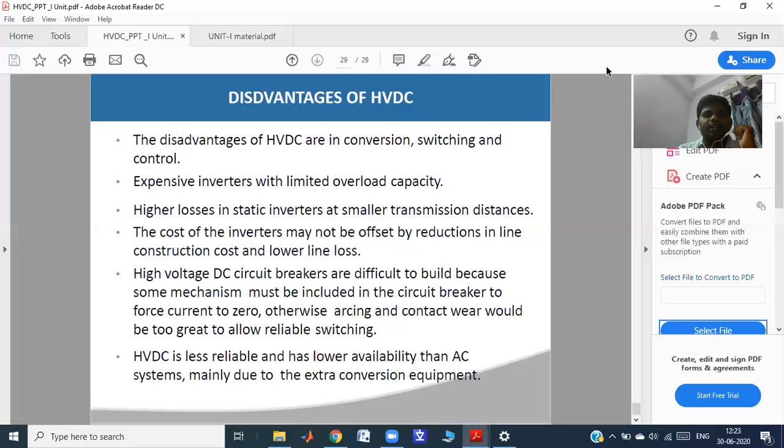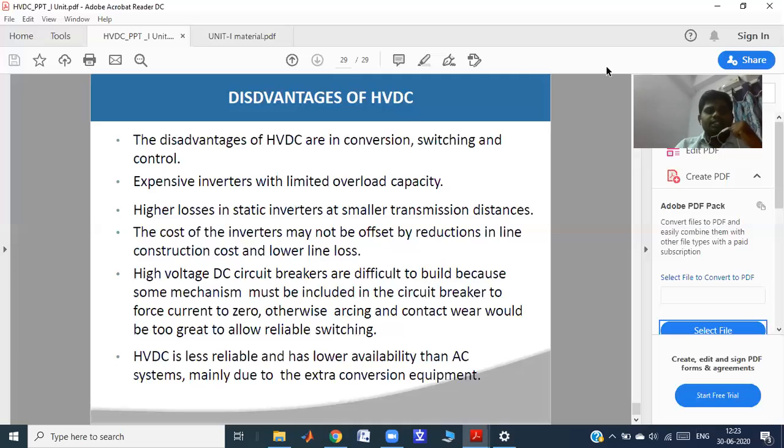High voltage DC circuit breakers are difficult to build because some mechanism must be included in the circuit breakers to force the current to zero. Otherwise, arcing and contact wear would be too great to allow reliable switching. During a fault condition, DC circuit breakers have to operate very quickly. That means coordination is required between the control strategies of the thyristor and the DC circuit breakers. Research is still going on DC circuit breakers.